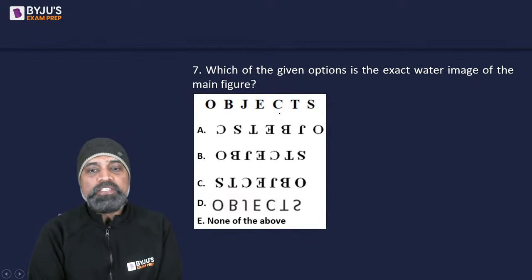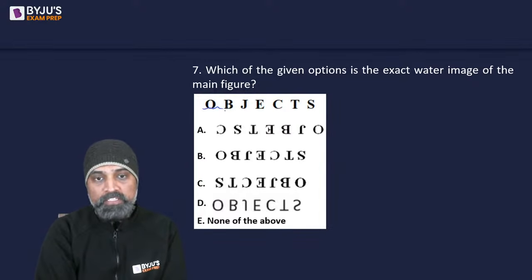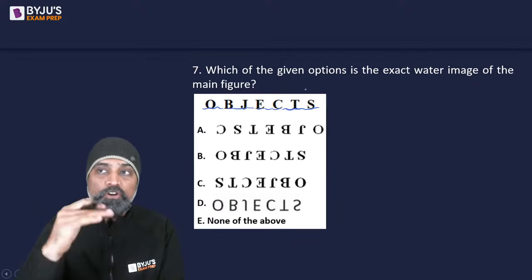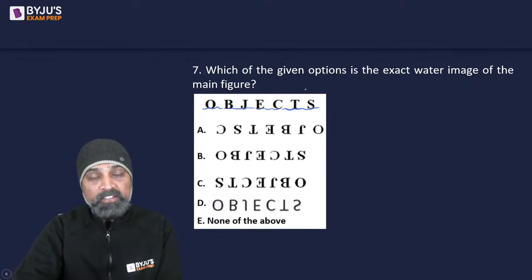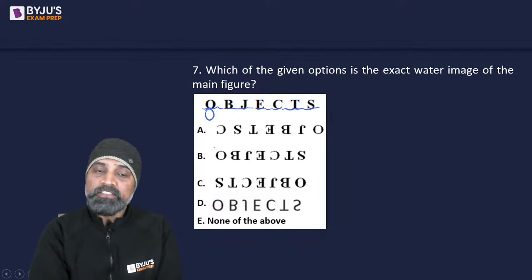Which of the given options is the exact water image of the main figure? Exact water image of the main figure means suppose these objects, the word objects, is placed on water or on a glass, same thing, right? So what are we going to see? So of course we are going to see O as the first letter itself.